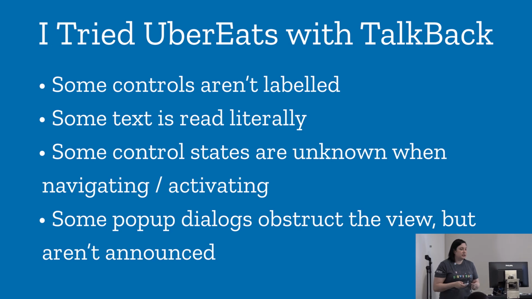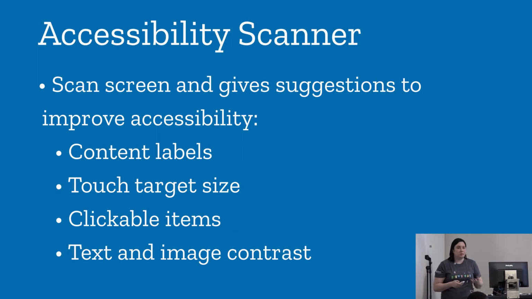And then luckily there's a couple of tools from Google that actually help us to detect and find our problems. So there's a Play Store app called Accessibility Scanner, and you can just download it, and it will scan any screen and find some accessibility issues for you, like content labels that are missing, touch target sizes, clickable items, and text and image contrast issues.